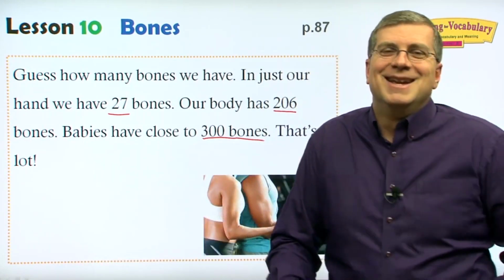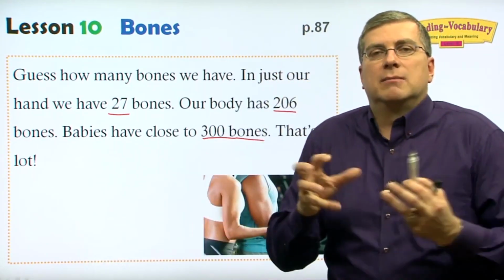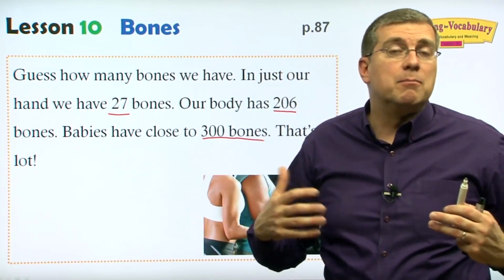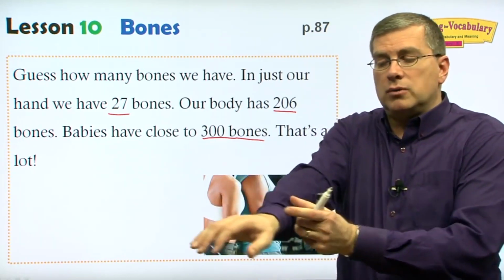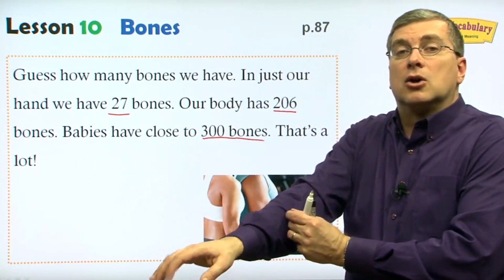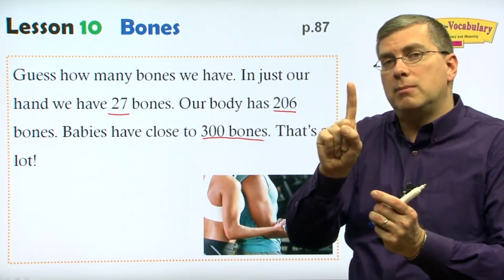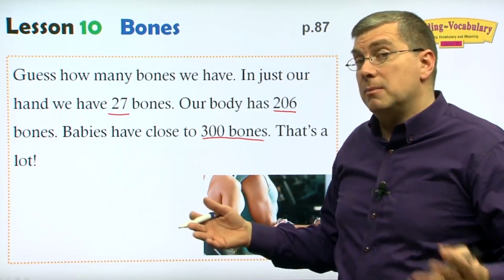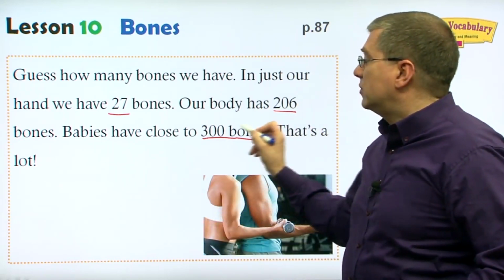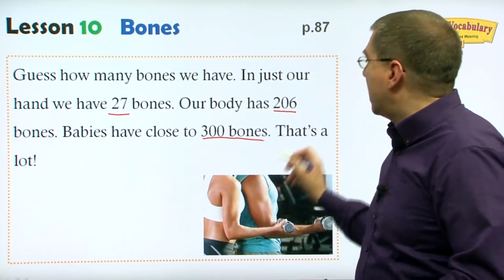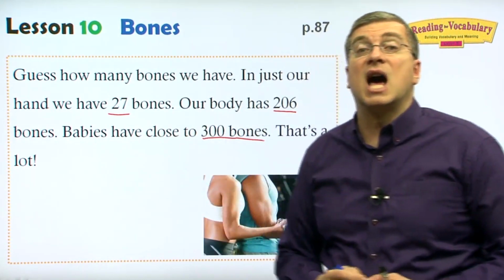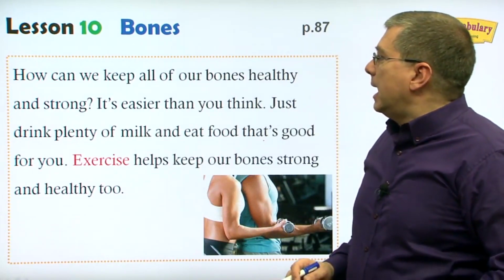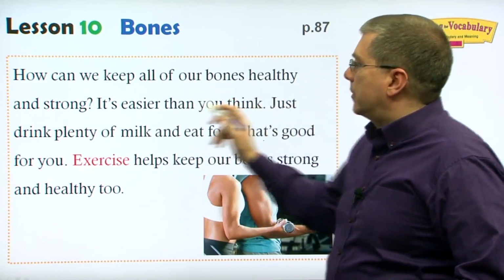That's crazy, right? Babies have more bones because they're more flexible, right? They can move actually better than adults can. But those bones join together and grow together, so two bones become one bone, or three bones become one bone. And that's what happens when we grow up. It's pretty amazing. Well, anyway, whether we have 206 bones or 300 bones, that's a lot. That's a lot of bones, right? Okay. How can we keep all of our bones healthy and strong?